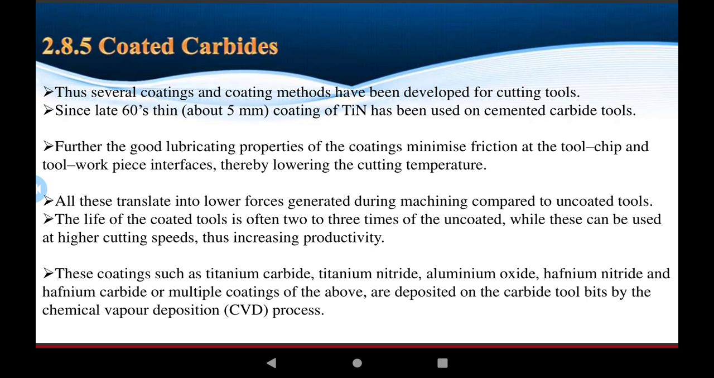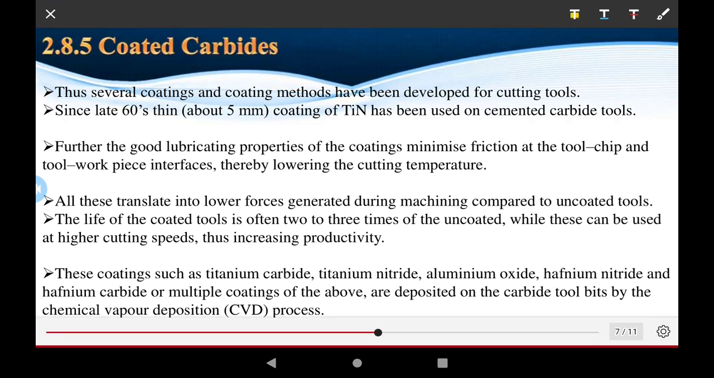Coated carbides: several coatings and coating methods have been developed for cutting tools in the last 30 years, with a coating of about 5 micrometers, and titanium nitride has been used for cemented carbide tools. Further, the good lubricating properties of the coating minimize the friction.